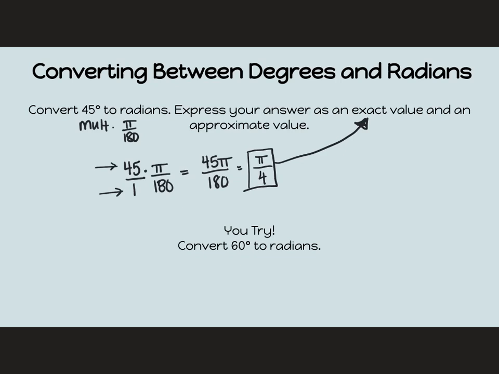If you want an approximate value, you would take pi and divide it by 4. Pi divided by 4 is approximately 0.79. So this would be considered your approximate value.